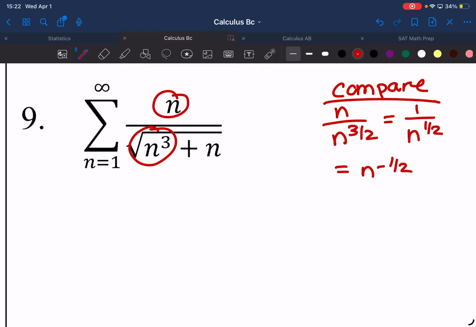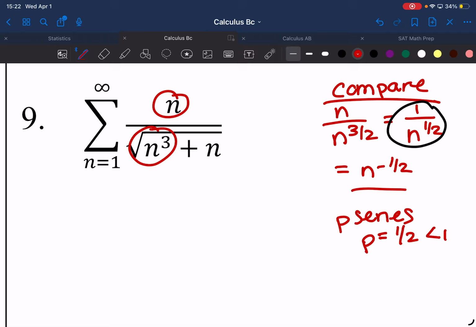You don't need it written like this just yet. It's just because I wrote it like that on my paper. But if we look at this comparison, we notice it's what type of series? It's a p-series where p is equal to 1/2, and 1/2 is less than 1, which means this diverges.